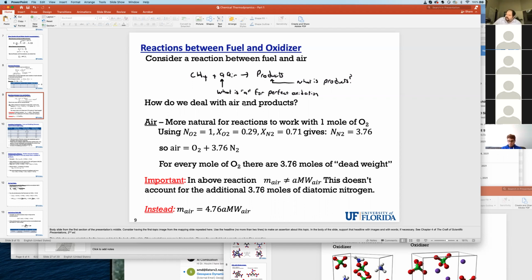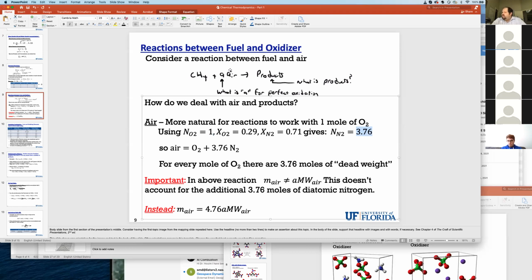Basically, what is A for this perfect oxidation? So for air, I'll go over that real quick. When you're dealing with a chemical reaction like this, it is more natural to work with 1 mole of oxygen. So if we use that, we can then satisfy the empirical evidence that the mole fraction of oxygen in air is 21%, and we want 1 mole of air. You can go through and find how many moles of nitrogen you need, and you find that that is 3.76.